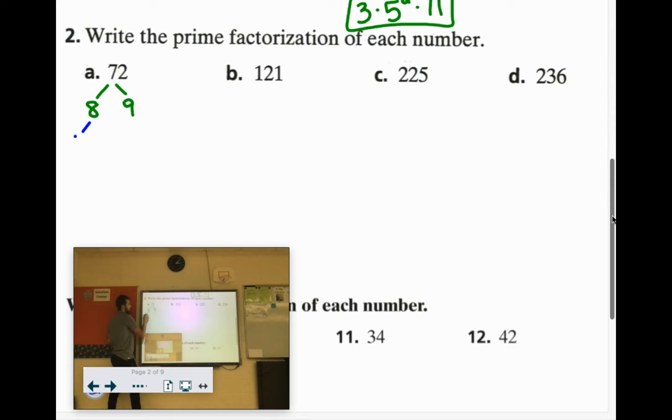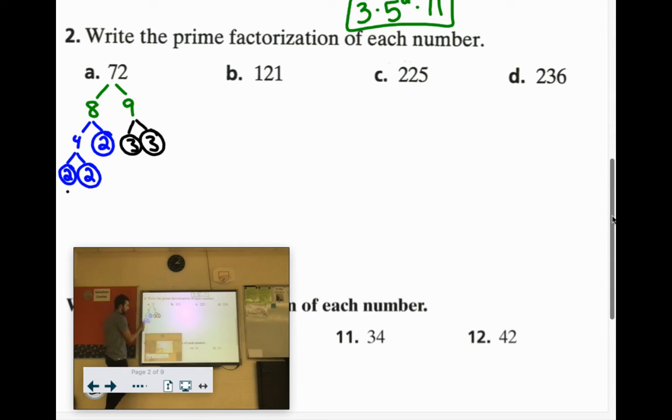8 is 4 times 2. Now 2 is prime, so that branch is done. But 4 isn't, so 4 is 2 times 2. And those are all prime, so we're done with this part of the tree. 9 is still 3 times 3. 3 is prime. So here we go.